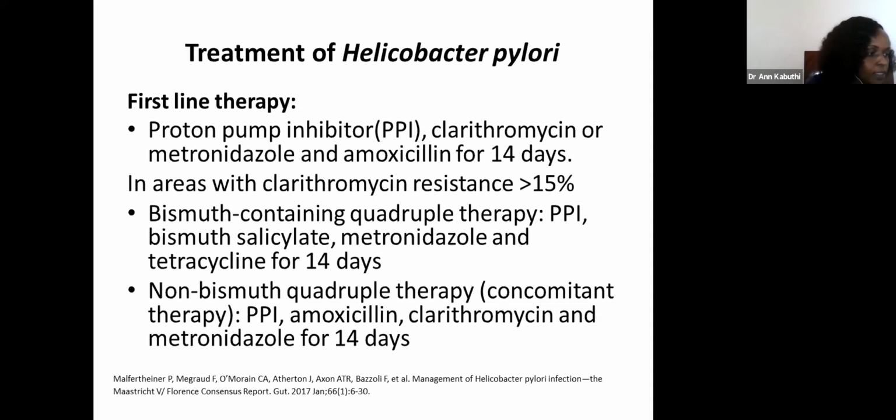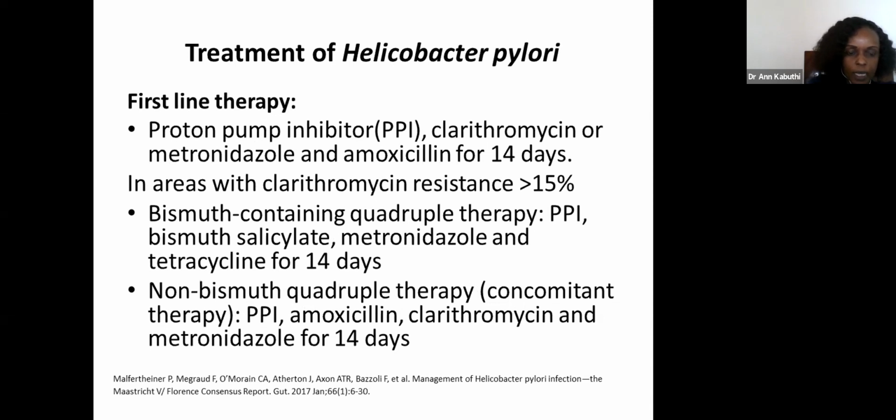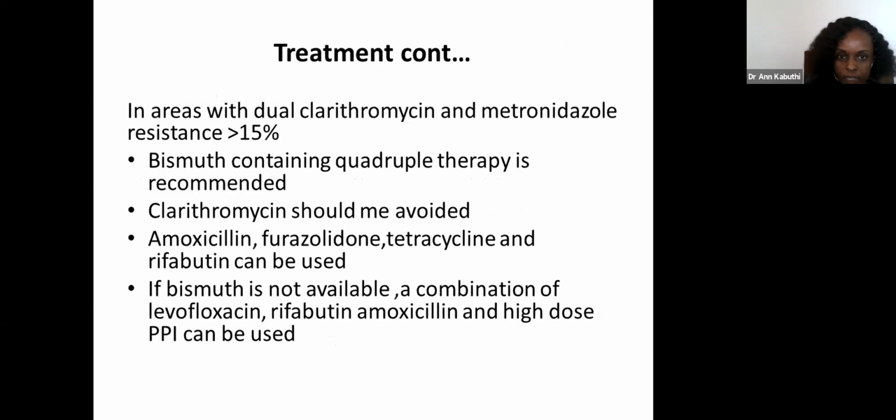So first line therapy can fail, and this has been attributed to high clarithromycin resistance or the resistance to metronidazole. When first line therapy fails, it means we'll need to go to a second line therapy. But before we discuss a second line therapy, let's discuss the first line treatment for areas with dual clarithromycin and metronidazole resistance. So in areas with dual clarithromycin and metronidazole resistance, this is clarithromycin of more than 15%, bismuth quadruple therapy is recommended. However, in this case, clarithromycin should be avoided.